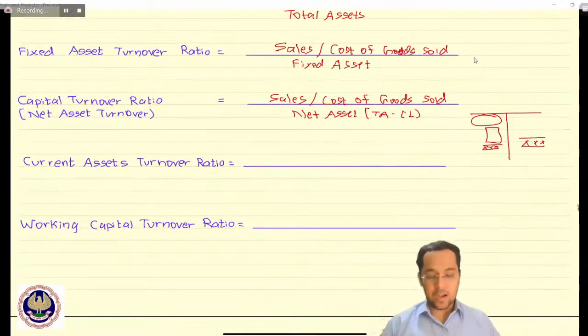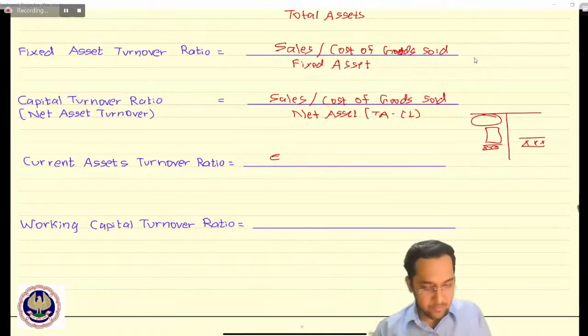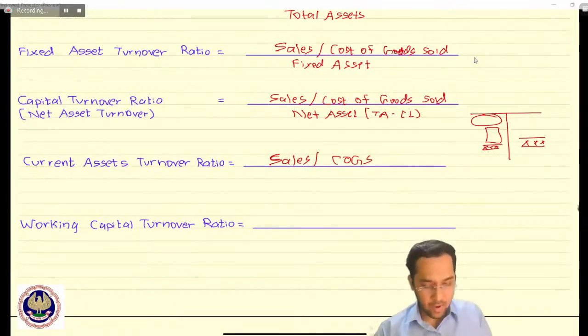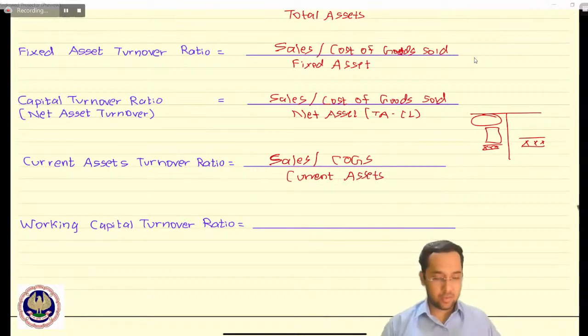Then we have the current assets turnover ratio. It again indicates how effectively we are utilizing our current assets. The numerator remains the same, sales or cost of goods sold. In the denominator, definitely we are going to have our current assets. You will include all your current assets in the denominator: bank, debtors, stock, all of them. This indicates how effectively we are utilizing the current assets to generate sales.